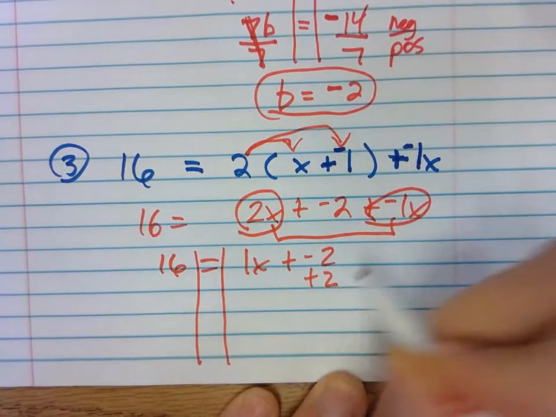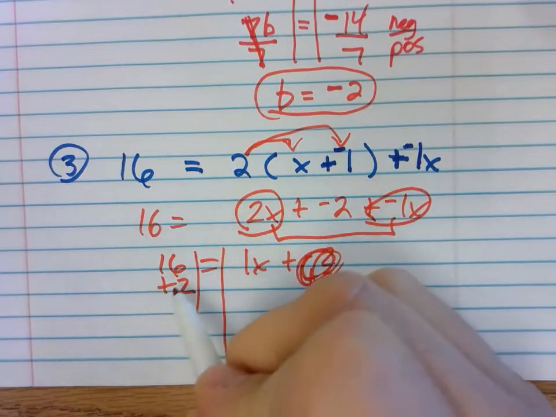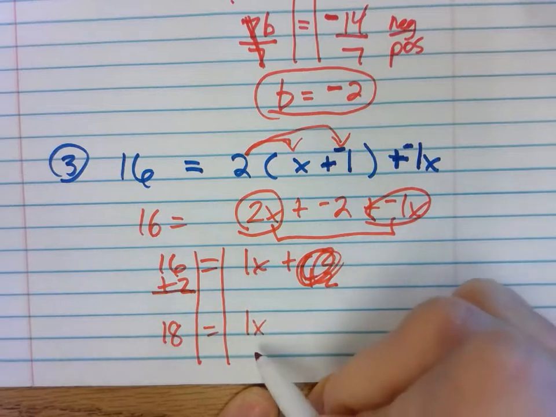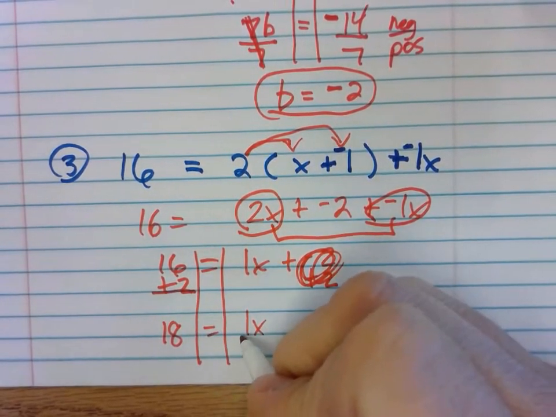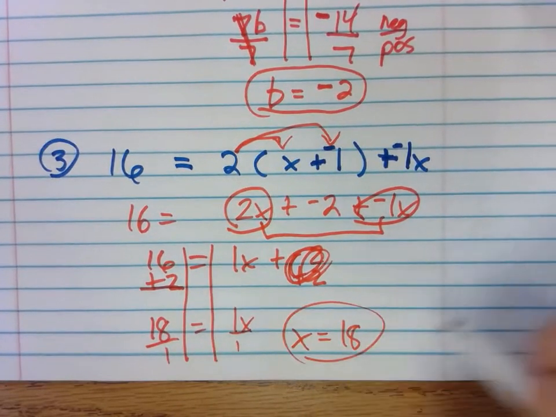I'm going to add 2 to that side. I'm going to add 2 to that side. Of course, the negative 2 and the 2 cancel out. 16 plus 2 is 18. And I got 1x. And of course, at that point you're done. I mean, if you want to divide by 1, you can. But x is going to equal 18 either way. All right, so there's that.